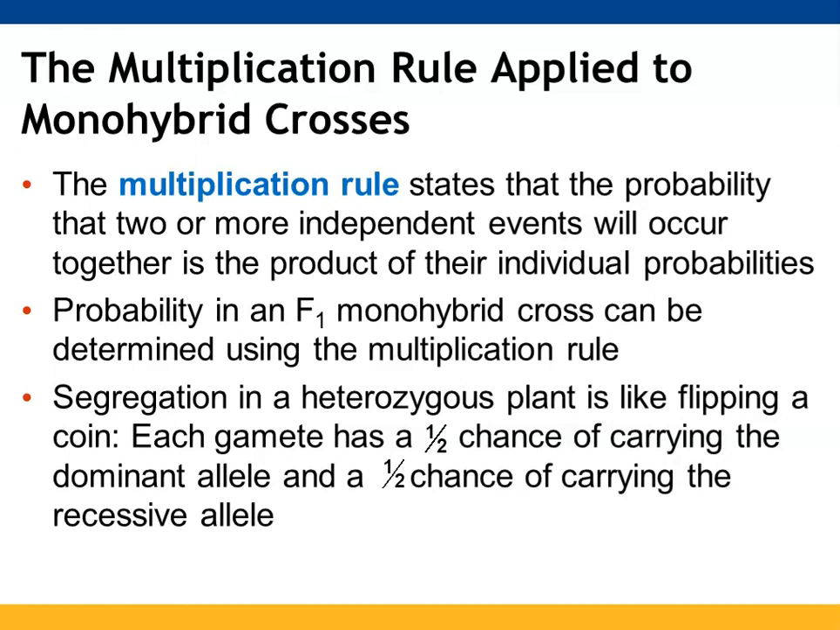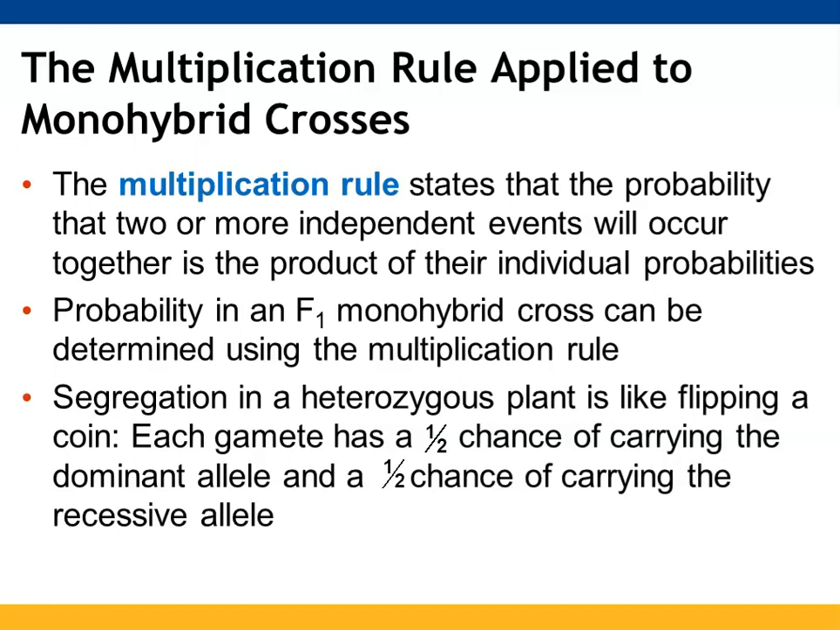So the multiplication rule is that if you are looking at two or more independent events, and you want to know the probability of both of them taking place at the same time, you would multiply their individual probabilities together.